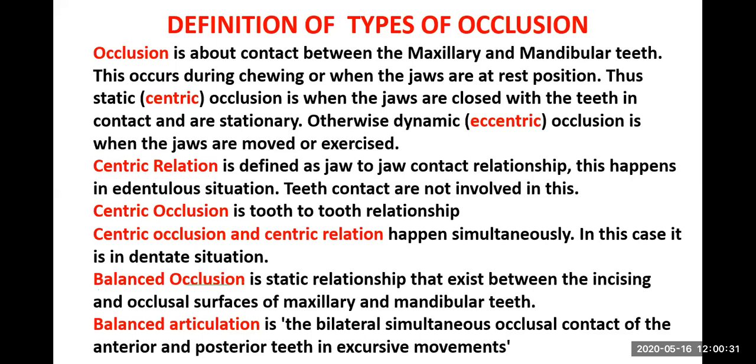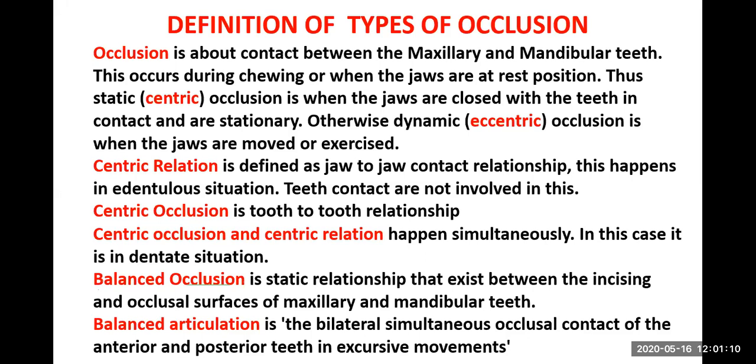Centric occlusion is tooth-to-tooth relationship. That is when the teeth are in contact. That is centric occlusion. Centric occlusion and centric relationship is when we are considering the relationship between the upper and lower teeth when they are fully dentate. So centric occlusion and centric relation can only happen when the teeth of upper and lower are in occlusion, they are acting together.